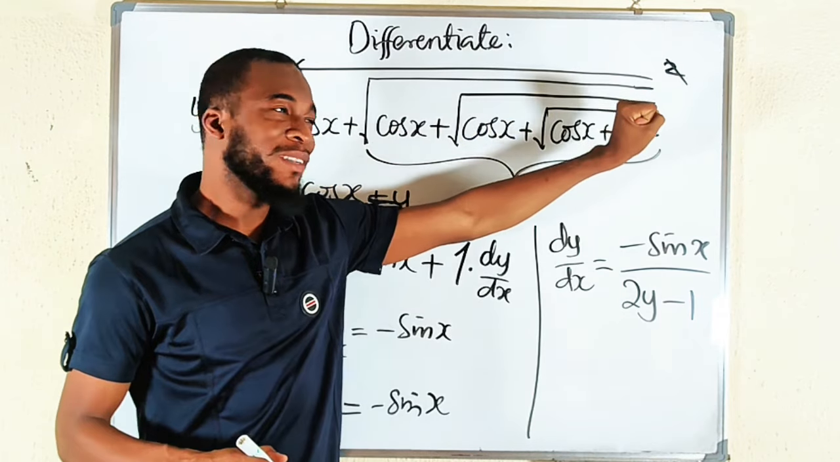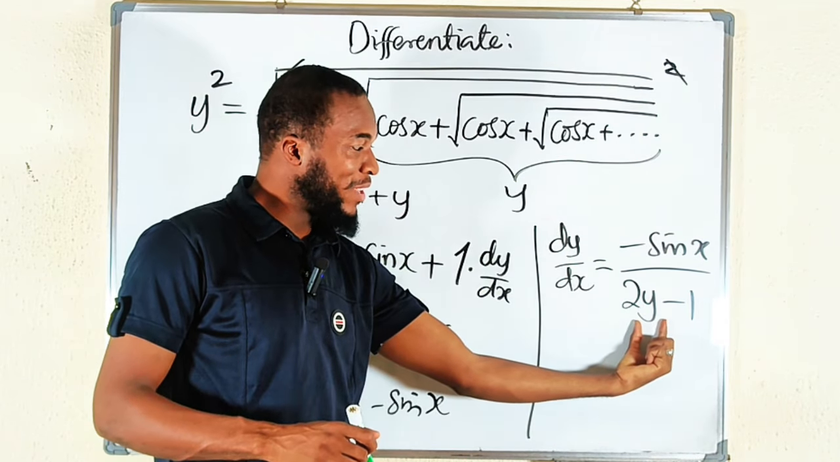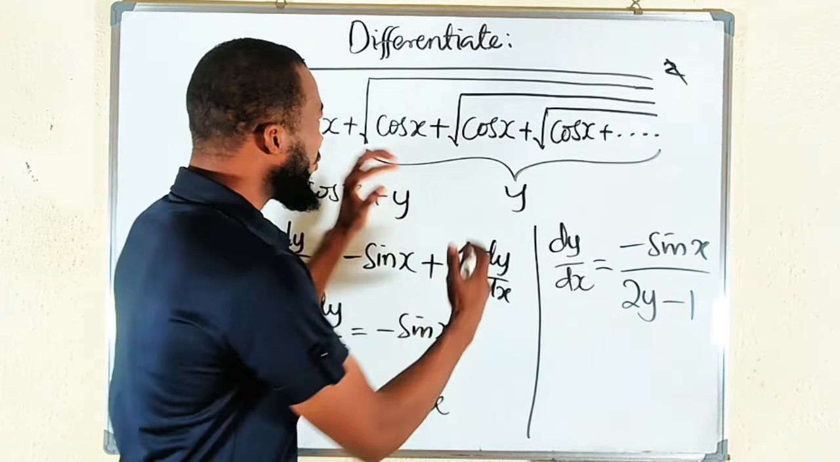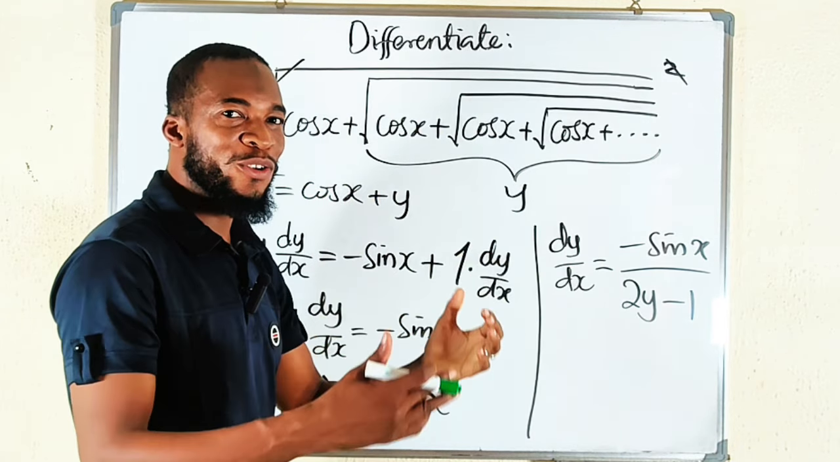The only thing I'm not going to do is back substitution, because remember that y is the whole of this concocted expression. So you take the whole of this, you multiply by 2, you minus 1. But please, we don't have more space to back substitute the whole of this. But that is how it should be.